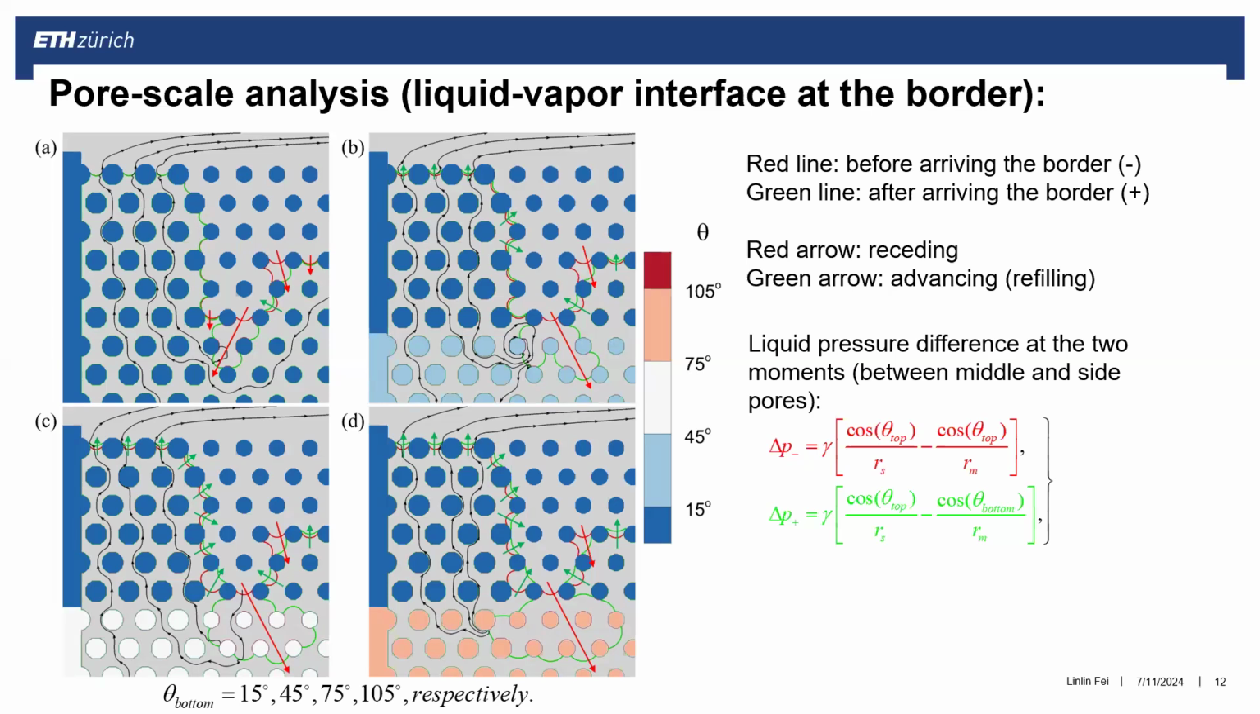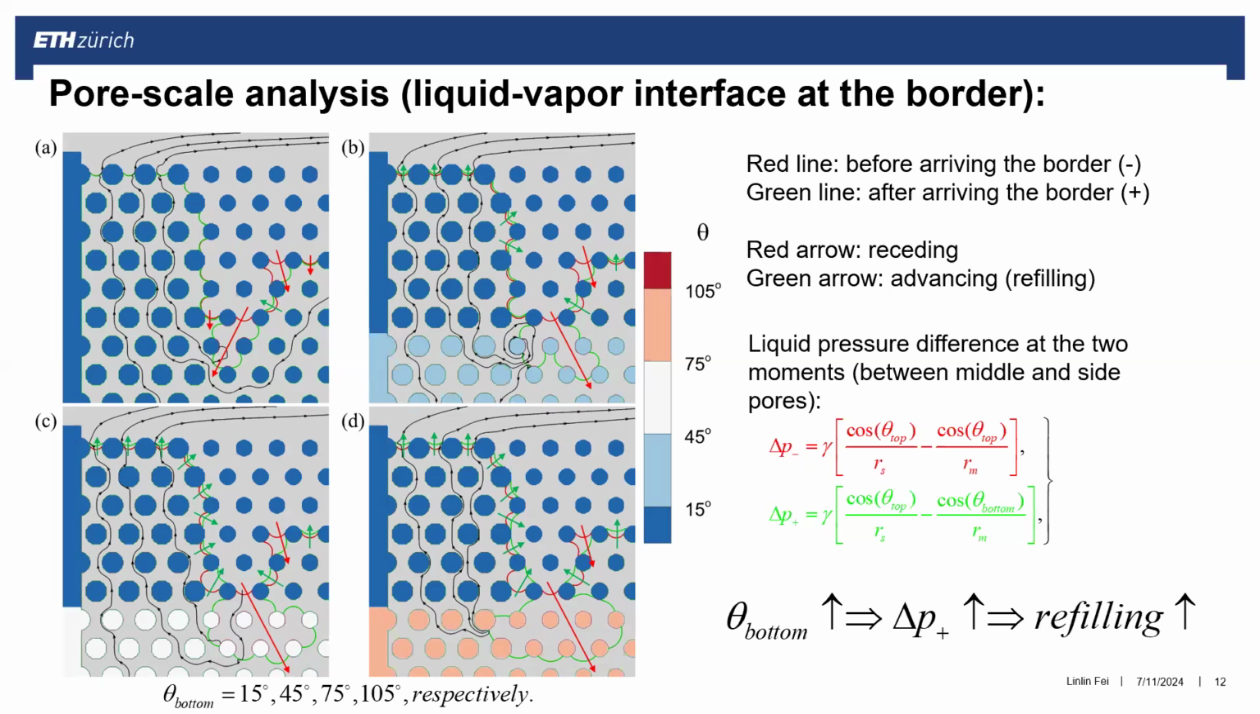It is the green curve. So if we look at the pressure difference at the 2 moments, we can see from very basic calculation, if the bottom contact angle is higher, there will be a positive jump of this delta P, which means that our system will get a refueling.